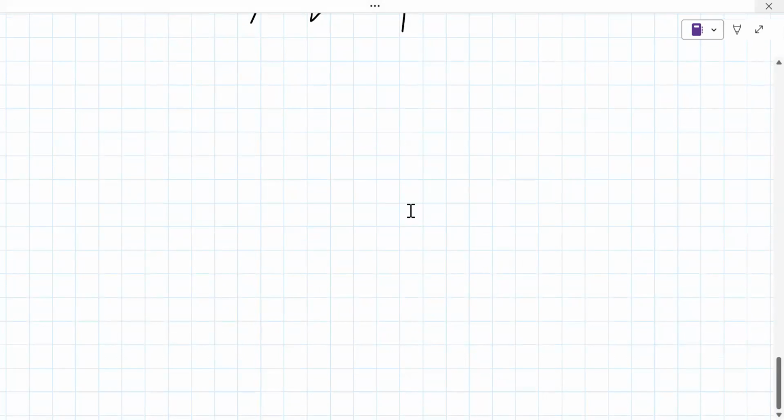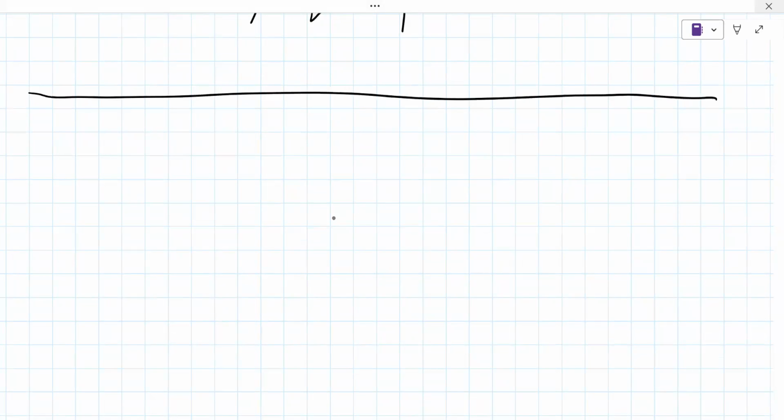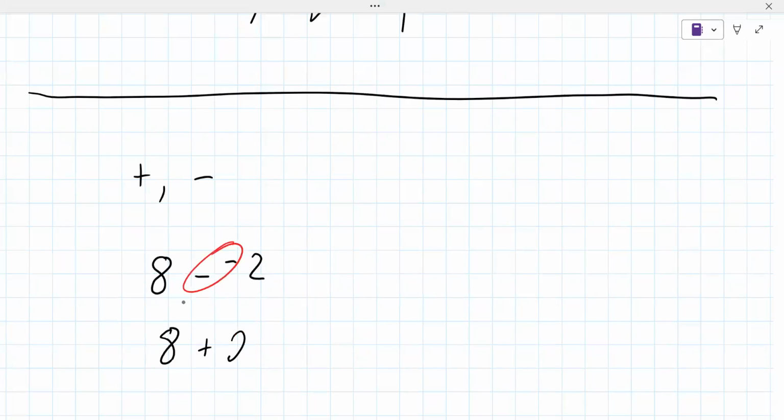So I have to be careful here. Let's talk a little bit more about adding and subtracting. There's another possibility. You might see something like this: 8 minus a minus 2. Do you remember what a double negative becomes? Positive. Okay. So this actually becomes 8 plus 2, which is 10, obviously.